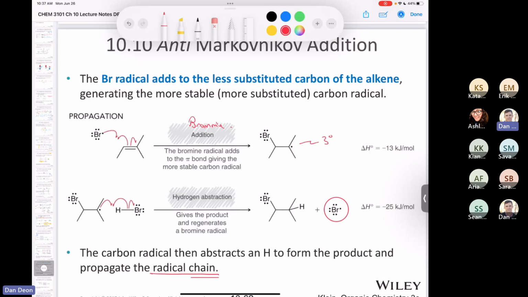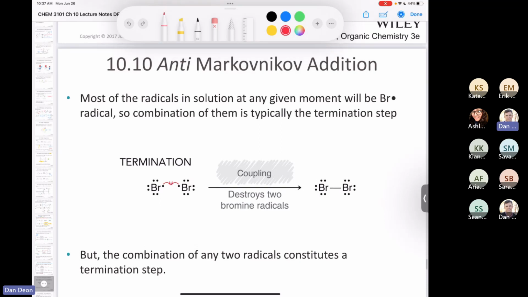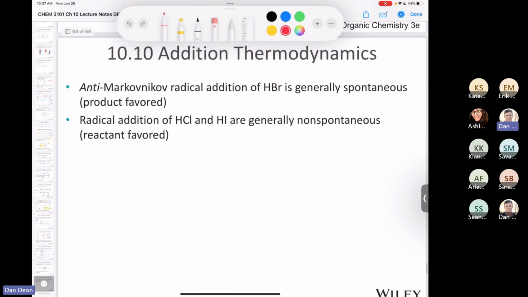followed by hydrogen abstraction. So these are the propagation steps. And then finally, our termination. Again, it could be any two radicals coming together, but the greatest probability is that two bromine radicals come together and form a bromine molecule. So there you go. That's the explanation.